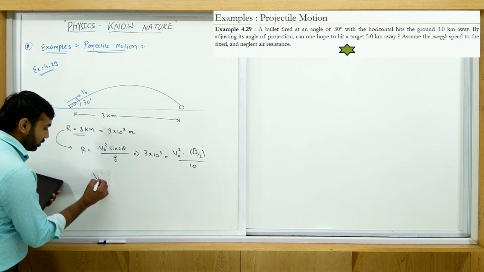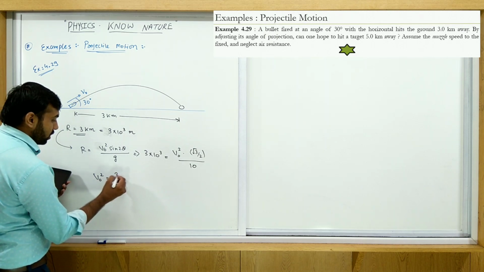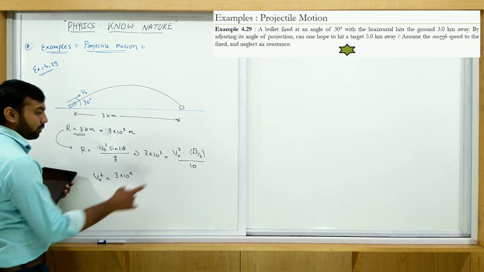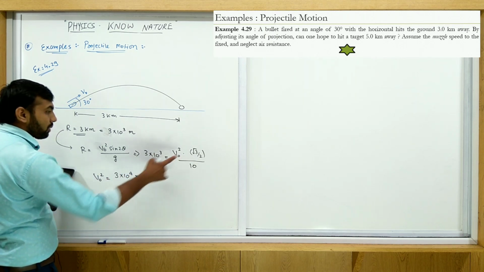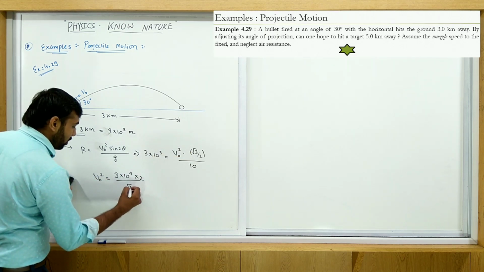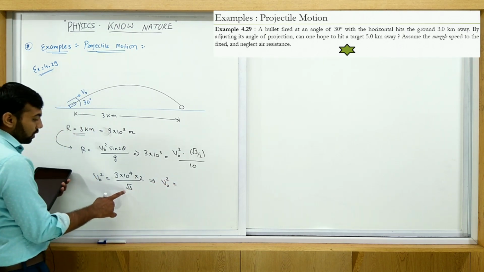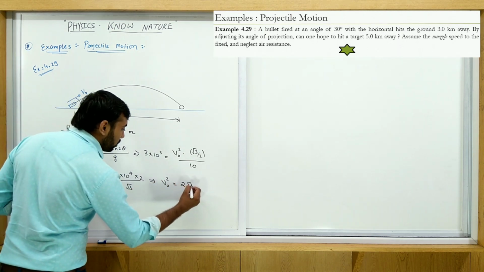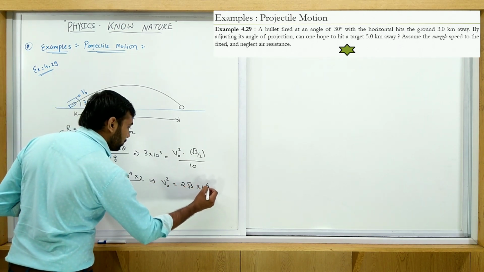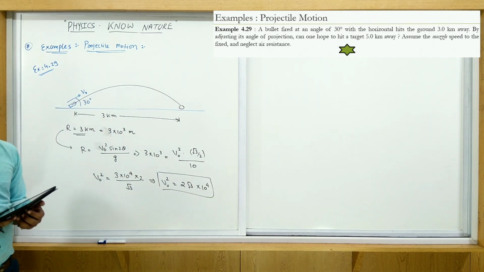So what is v naught square? v naught square is equal to 3 into 10 raised to 4. This 2 comes in a multiplication, multiply by 2. √3 comes in a denominator. So what is this answer? v naught square is equal to, this √3 cancels out, so 2√3 into 10 raised to 4. This is the initial speed of this object, means of the bullet.